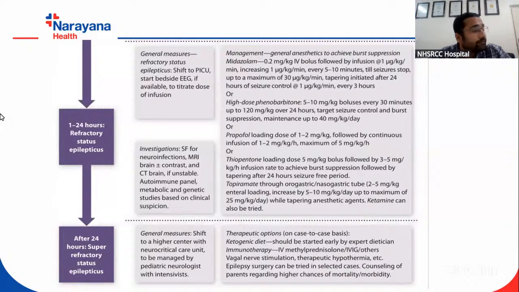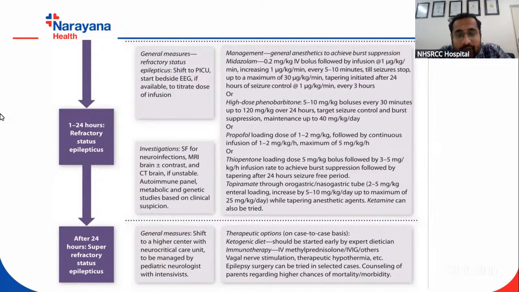If the seizures last for more than 60 minutes, the child is said to be in refractory status epilepticus. In this case, it becomes very important to rule out neuro infections, specifically viral infections like HSV1, with MRI brain plus contrast or a CT, whichever is feasible. Very important to rule out autoimmune causes, especially anti-NMDA autoimmune encephalitis. Metabolic and genetic studies depend on the availability of resources.